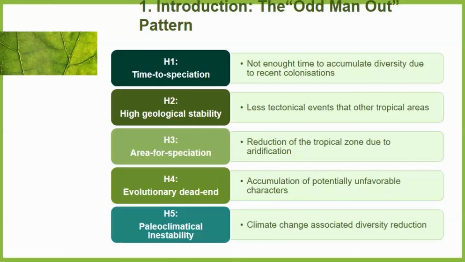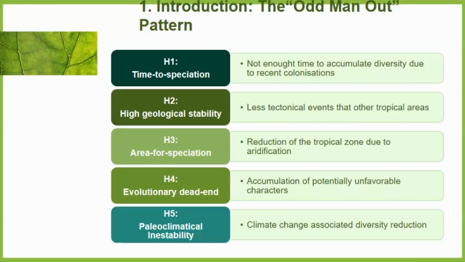Then you have the area for speciation one that implies that the lower diversity may be related to a reduction of the tropical zone from the paleoclimate till now. So you will have less area, so you will have less terrain for diversity to occur.